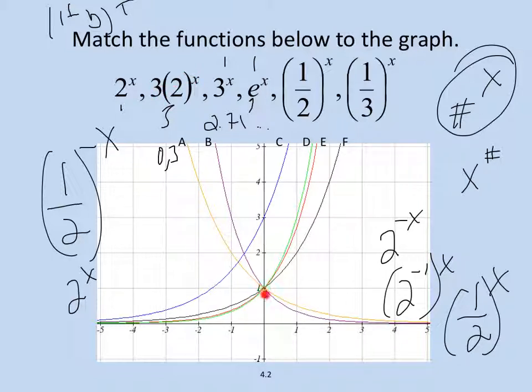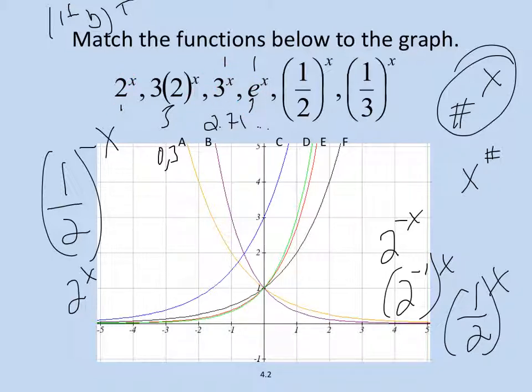Now for the other 3, they all go through the point (0, 1), and we kind of knew that looking at this. So now we just got to think about which one's growing faster. Well, this is a growth rate of, if you think about 1 plus b, that has a growth rate of 1 or 100%. This has a growth rate of 2, because 2 plus 1 is 3, so 200%. And this has a growth rate of what? If you take away 1 from that, 1.71. So 2 to the x is growing slower than e to the x, which is growing slower than 3 to the x.